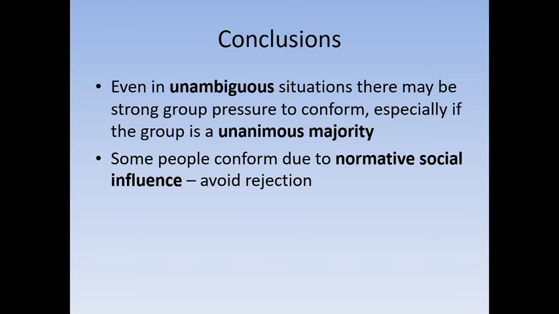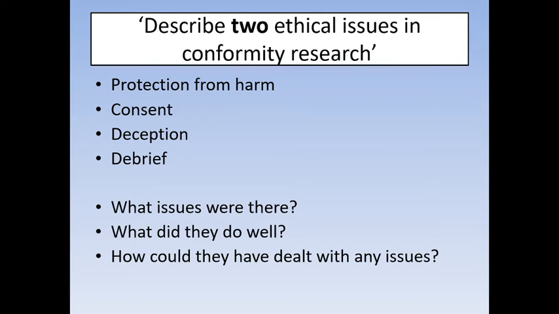So he did some other trials as well, where he was looking at what happens if this person gives the correct answer but everyone else gives the wrong answer and stuff like that. The original experiment he was looking at, everyone was unanimous, everyone gave the wrong answer, and they wanted to see what the participant was doing. And he also concluded that some people were conforming because of what's called normative social influence, where they're trying to avoid rejection. Okay, let's move on to evaluation then.